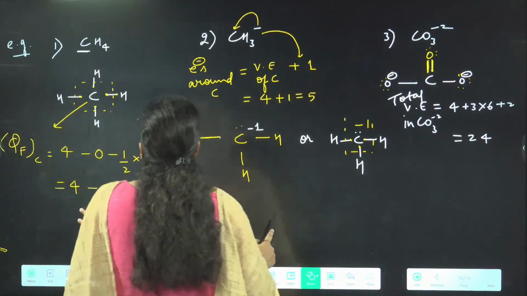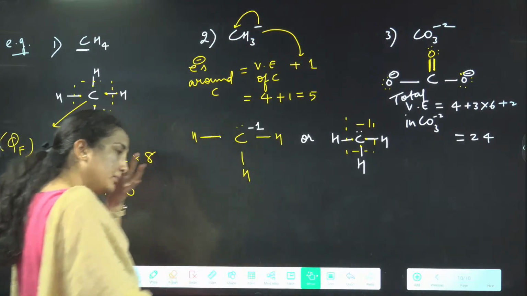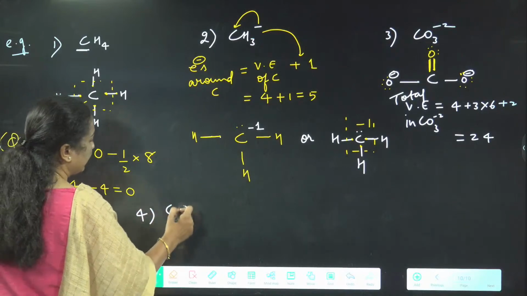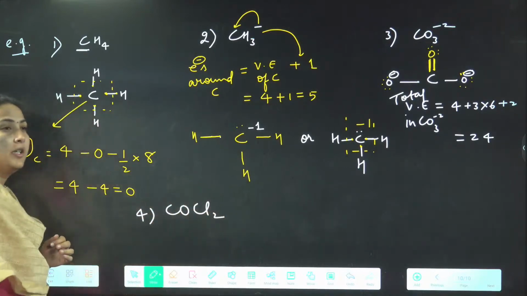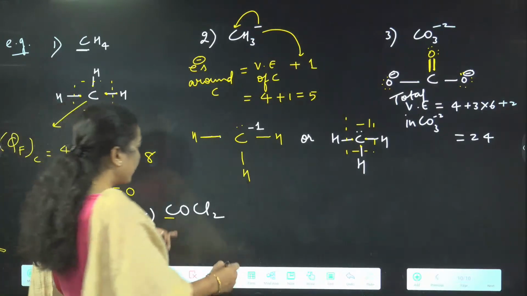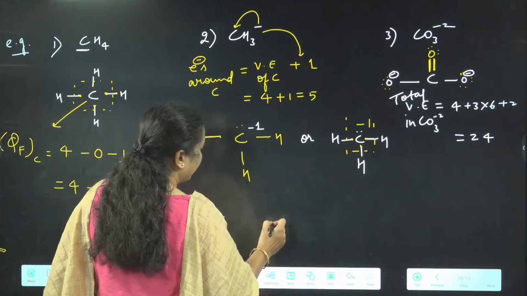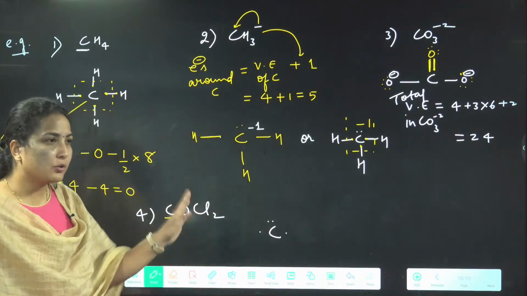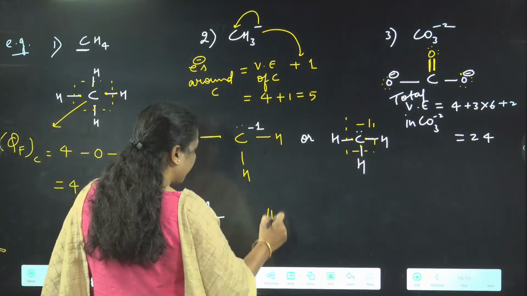And then a few examples I'll give you. If at all I give you one more example, suppose COCl2. Definitely the central atom is going to be carbon. So around carbon, how many electrons? 4 electrons. Now the thing is, there is only one oxygen, that too neutral, there is no charge here. So just make a double bond with that.